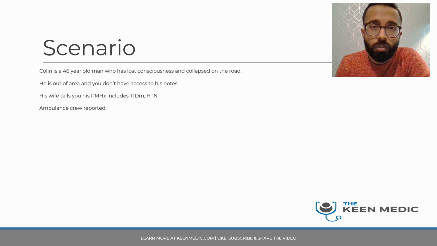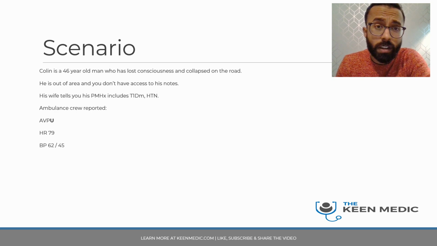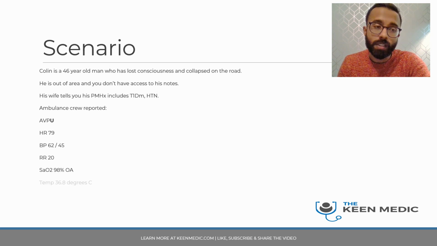The ambulance crew who attended Colin on scene reported he had a consciousness scale of U, unresponsive. That's alert, voice, pain, unresponsive. So they found him to be unresponsive when they first arrived. Heart rate was 79, blood pressure 62/45, very low as you can see. Respiratory rate about 20, and he had sats of about 98% on air, so quite alright really. Temperature was normal, 36.8. However, his blood sugar was quite low, 3.1.